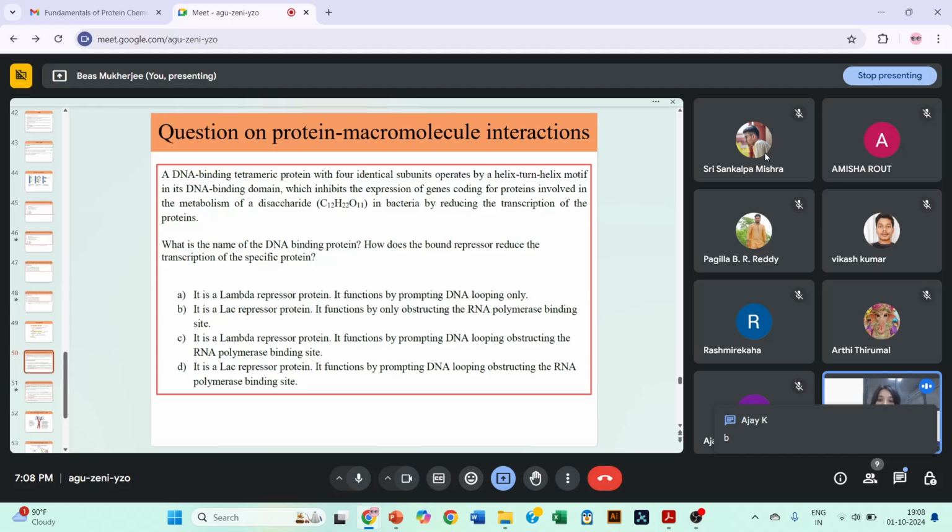B. It is a lac repressor protein. It functions only by obstructing the RNA polymerase binding site. Correct.